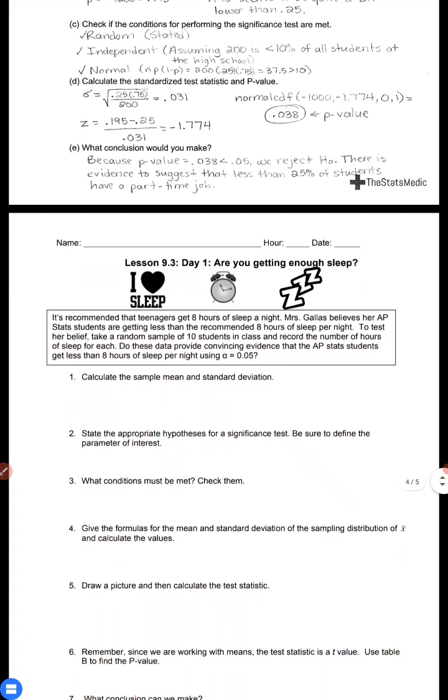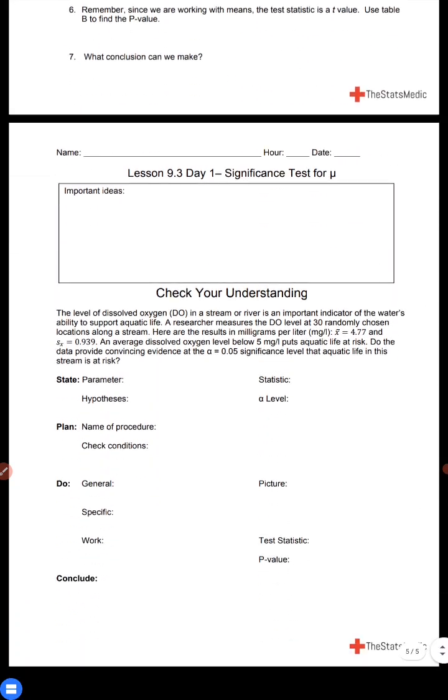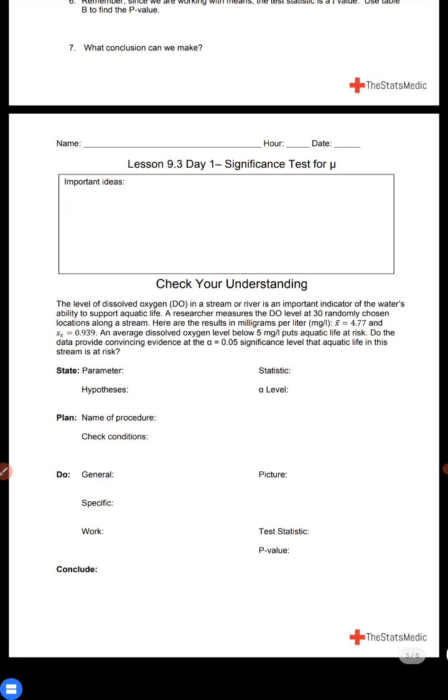All right, we are going to skip the next page. We're going to go to our very last example, and let's talk about how this one is a little bit different. It says the level of dissolved oxygen in a stream or river is an important indicator of the water's ability to support aquatic life. So a researcher measures the DO level at 30 randomly chosen locations along a stream.